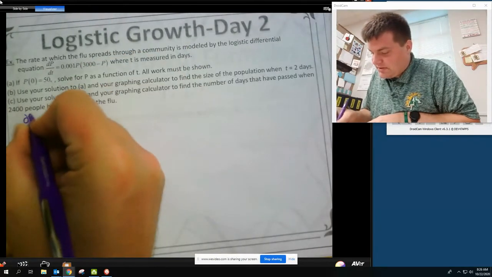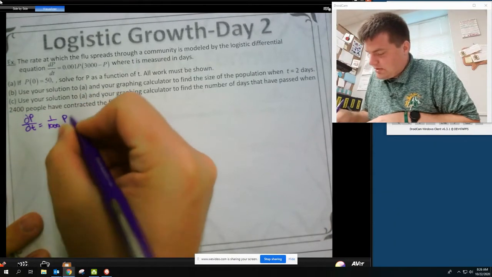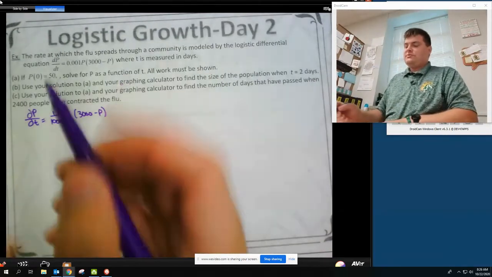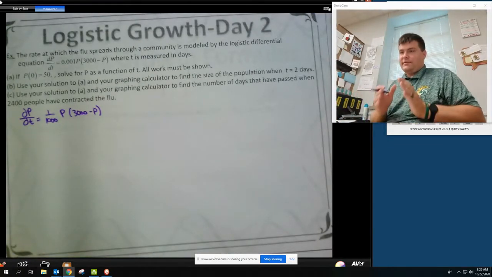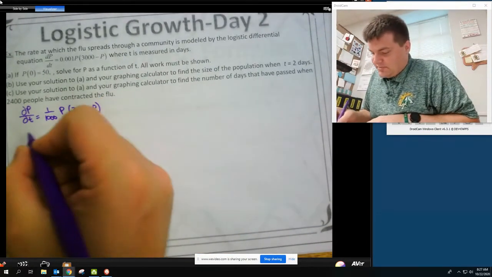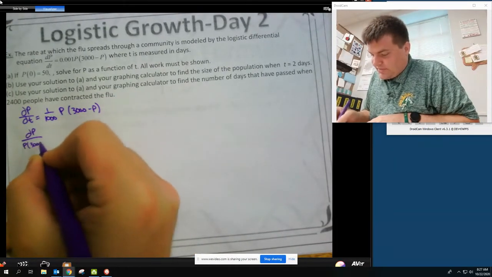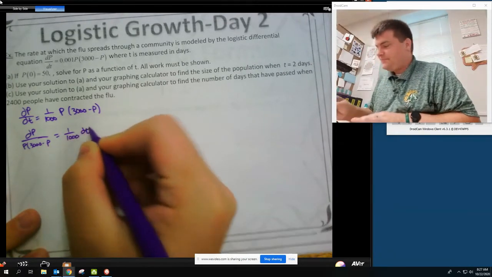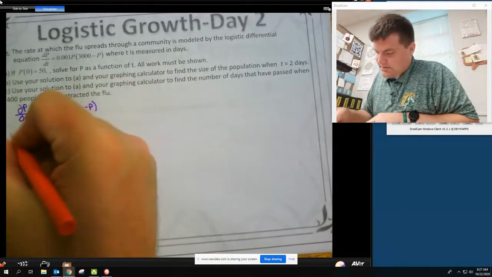So I'm going to get dp over dt equals 1 over 1,000 p times (3,000 minus p). Okay, so just like what you would do for solving a differential equation, get all of your variables that relate to each other on one side and all of the other variables on the other side. So these p's right here have to go with dp and move dt to the other side. So I'm going to get dp over p(3,000 minus p) equals 1 over 1,000 dt. And what I'm going to do here is take the integral.